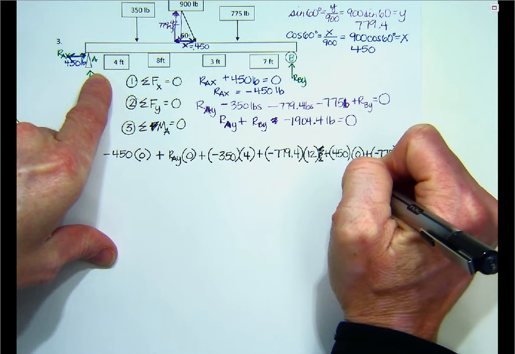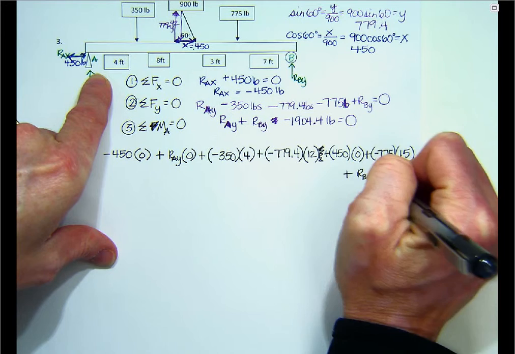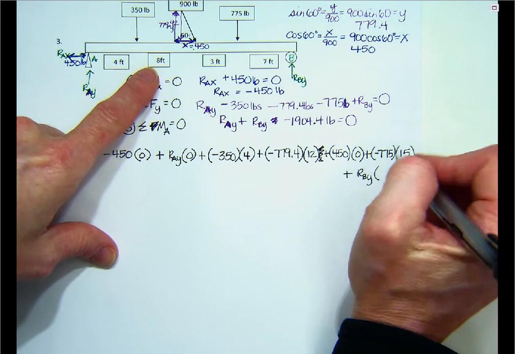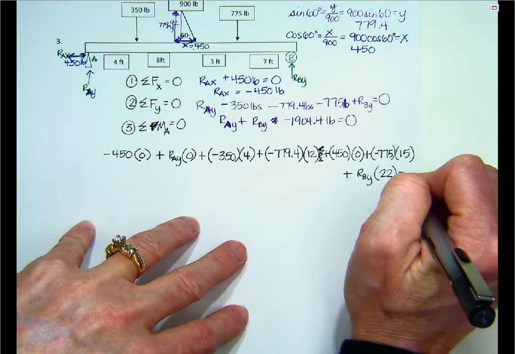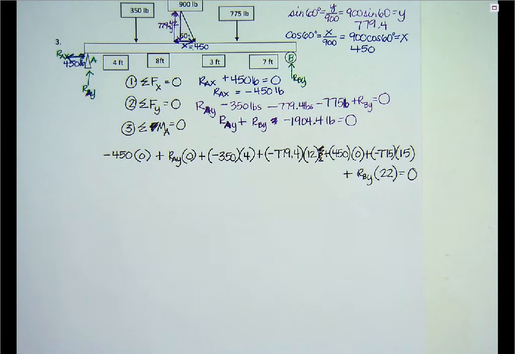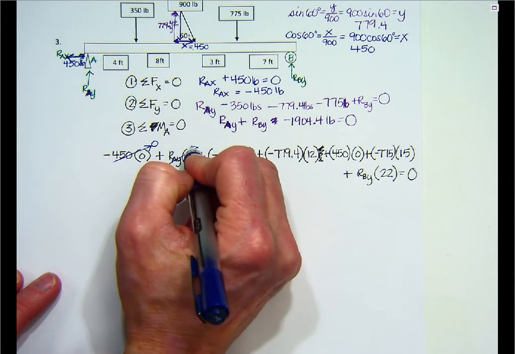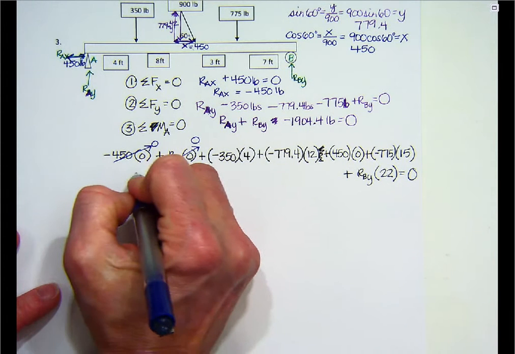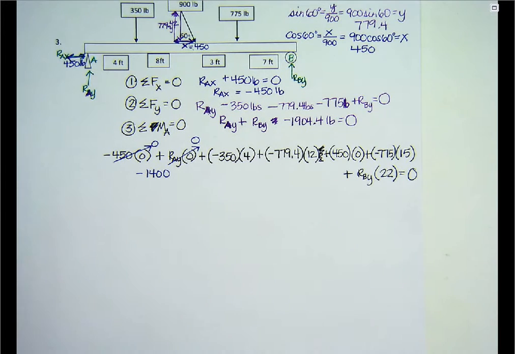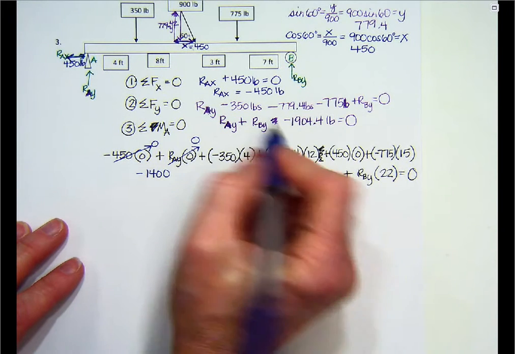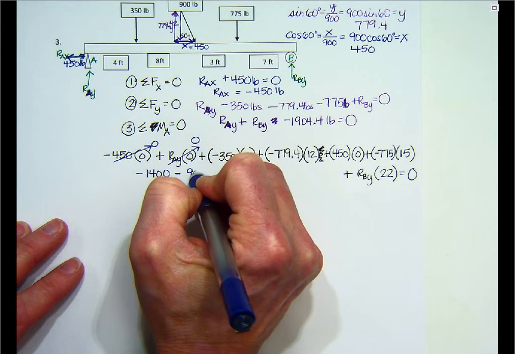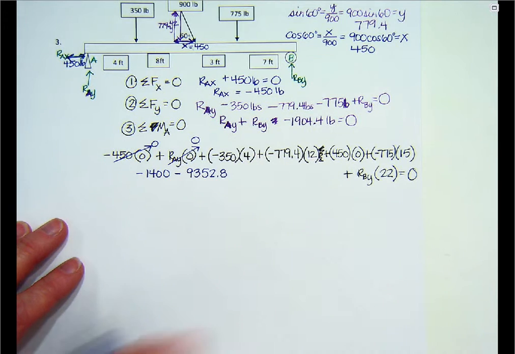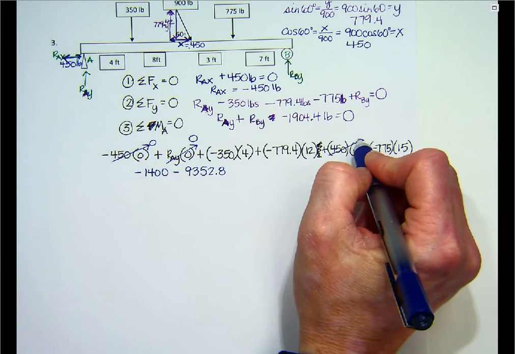I'm running out of room here. Plus RBY, which is 22 away. All of that has to be 0. So immediately I notice that this is going to be 0, which is very good because I'm running out of space quickly. I have to do 350 times 4, and I get negative 1,400. 779.4 times 12 is negative 9,352.8. I have positive 450 times 0 is 0.